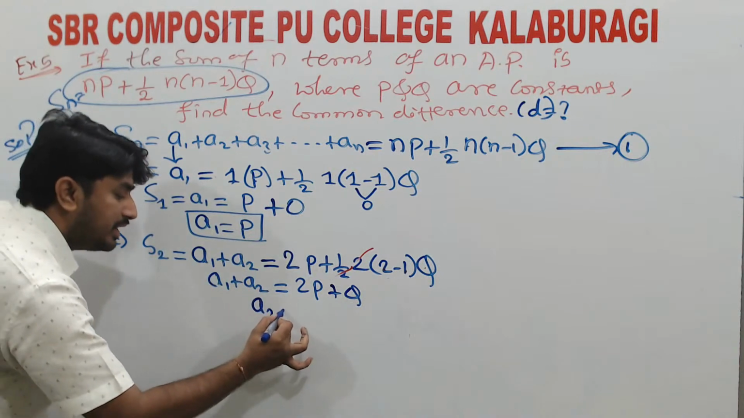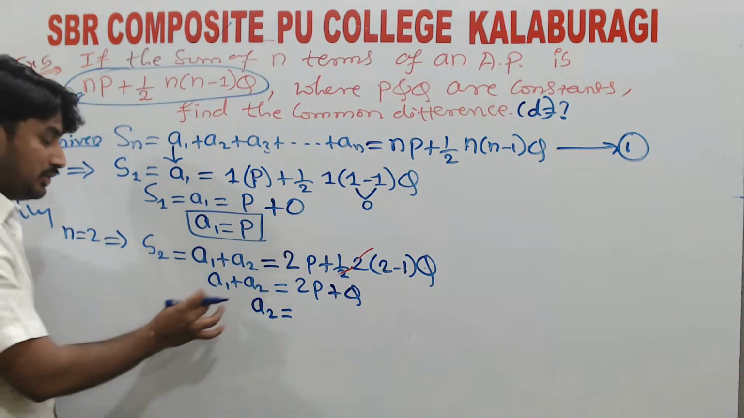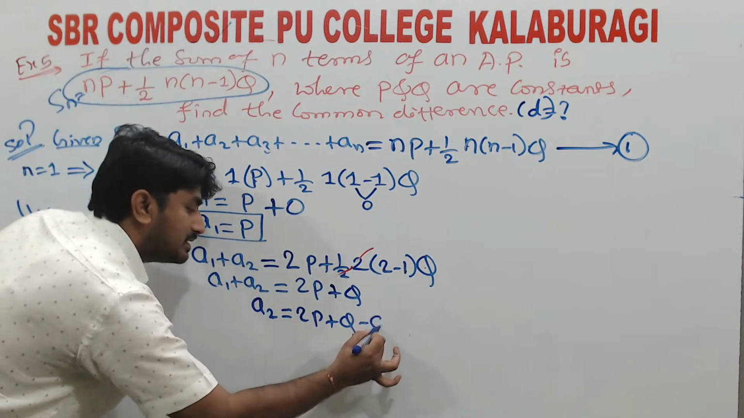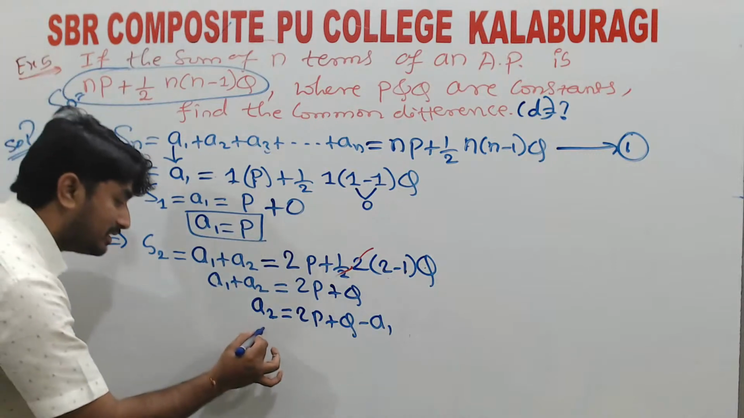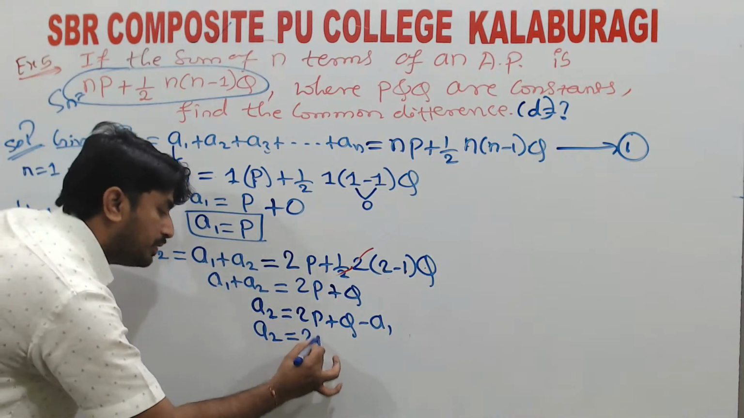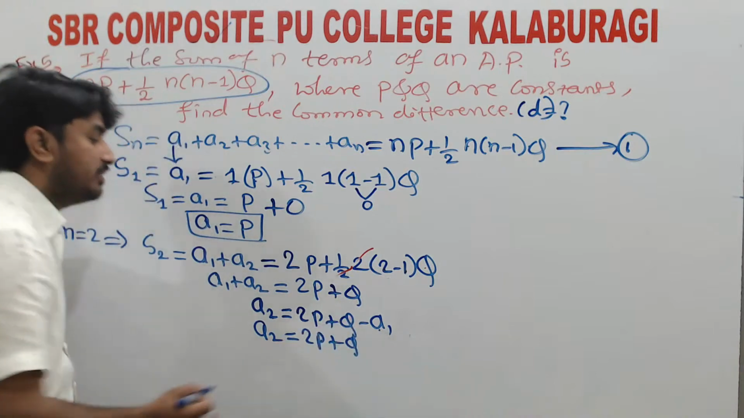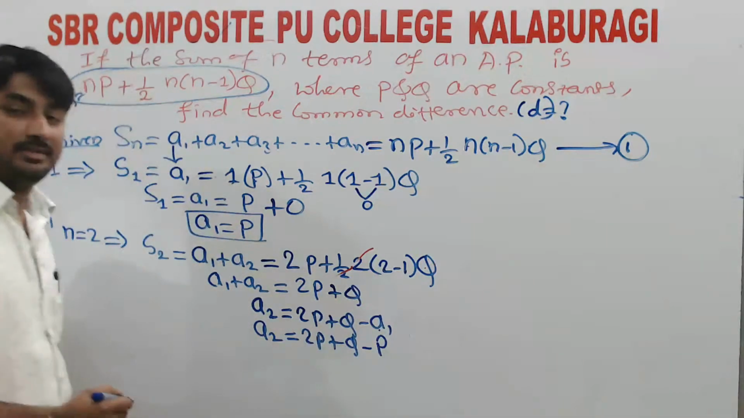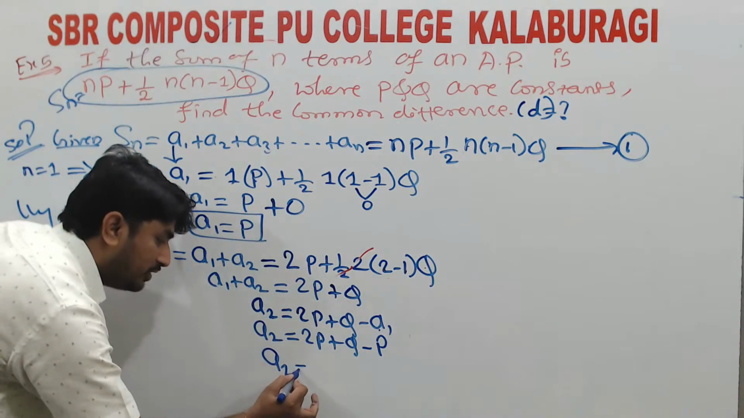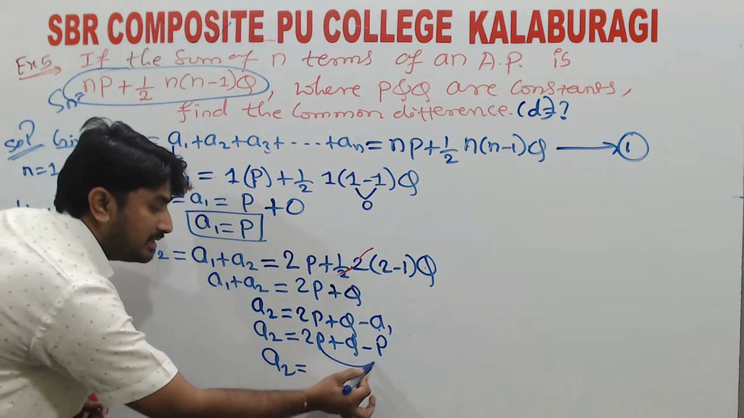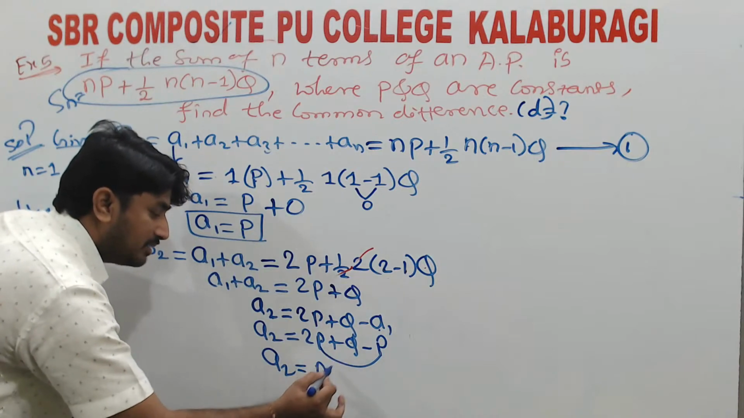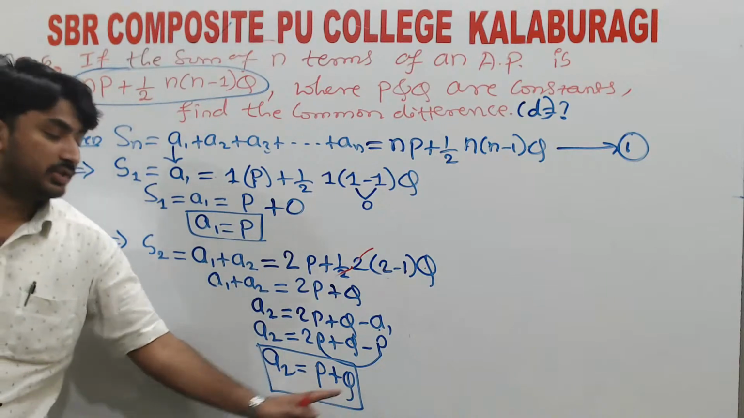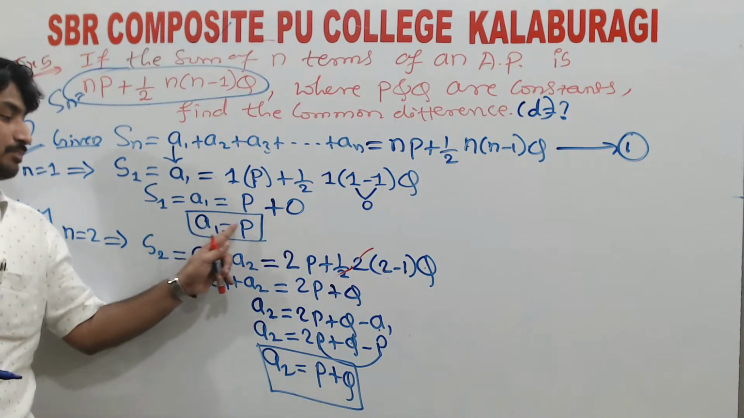So I am taking only the sum of these two terms. I want to find A2, the second term value. So take A1 to the RHS: 2P plus Q minus A1. So here A2 is equal to 2P plus Q minus A1. What is the value of A1? A1 value is P, as it is. Here the second term value is 2P minus P, it becomes P, and Q remains as it is. It means the second term value is P plus Q and the first term value is P.